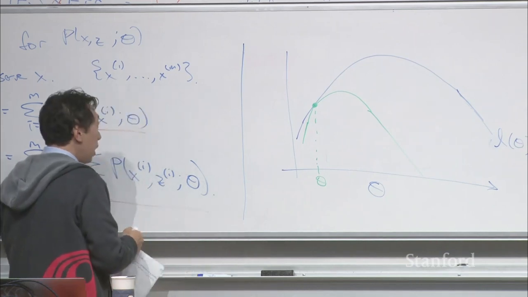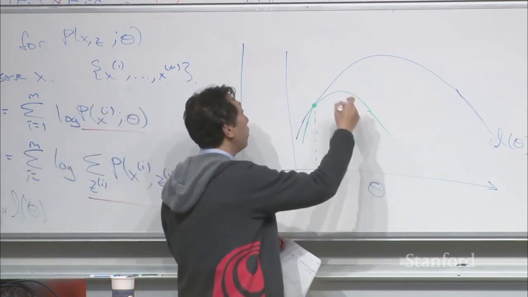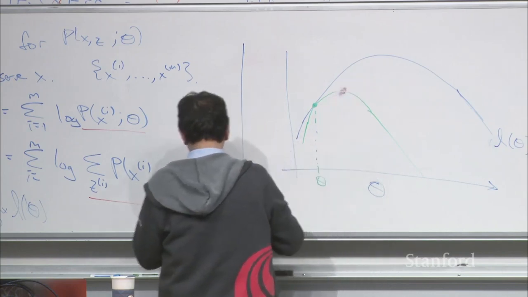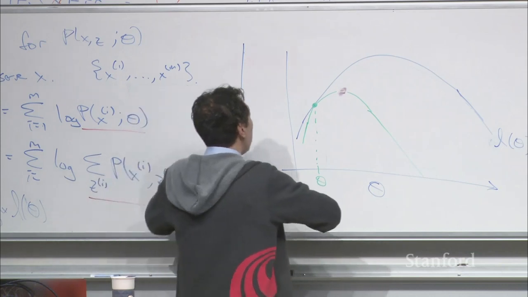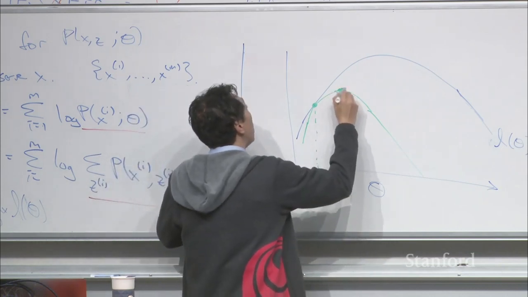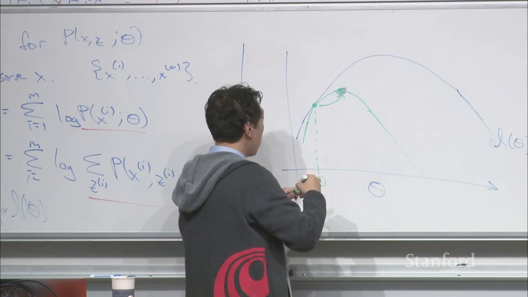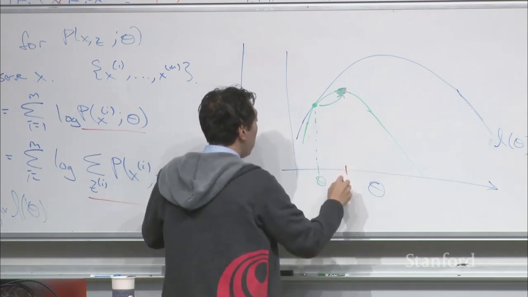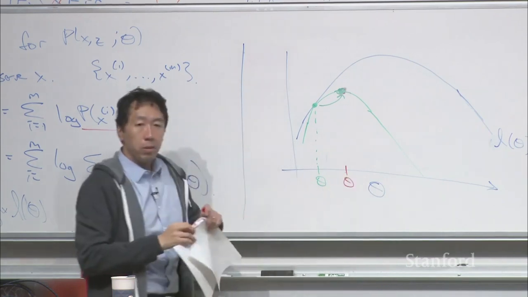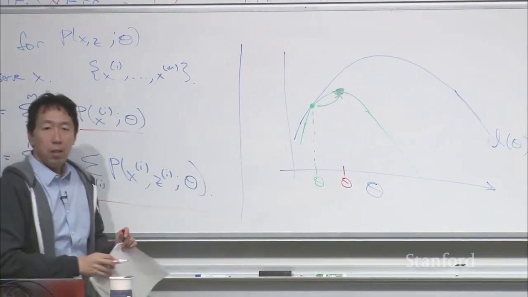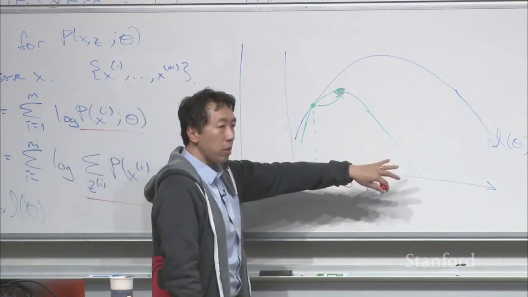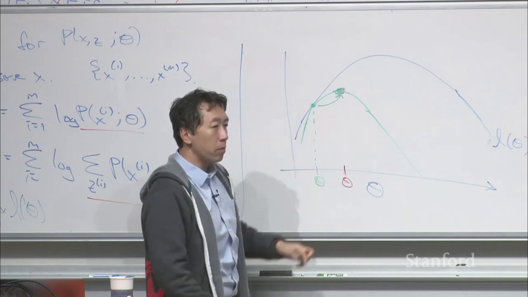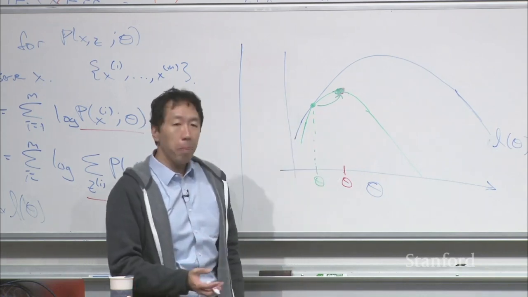And then what the M step does is it takes a green curve and it finds the maximum. Sorry, let me still draw it in green. What the M step does is it takes a green curve and it finds the maximum. And one step of EM will then move theta from this green value to this red value. Okay? So the E step constructs the green curve, and the M step finds the maximum of the green curve. And this is one iteration of EM.